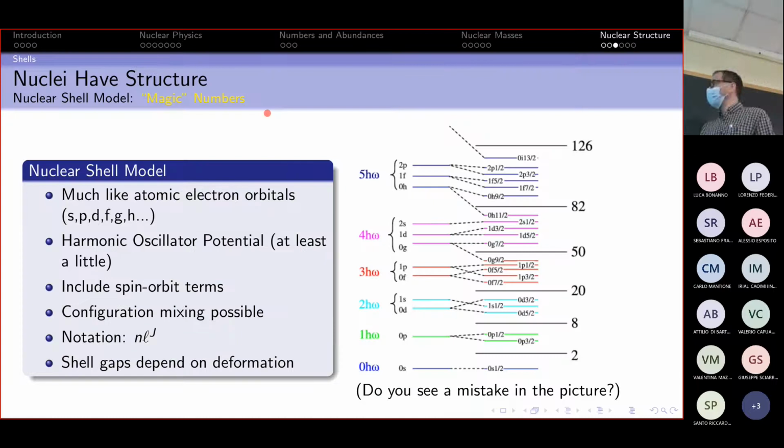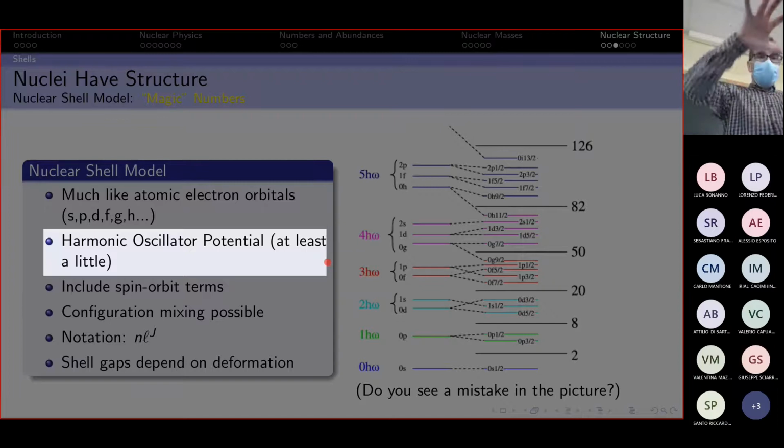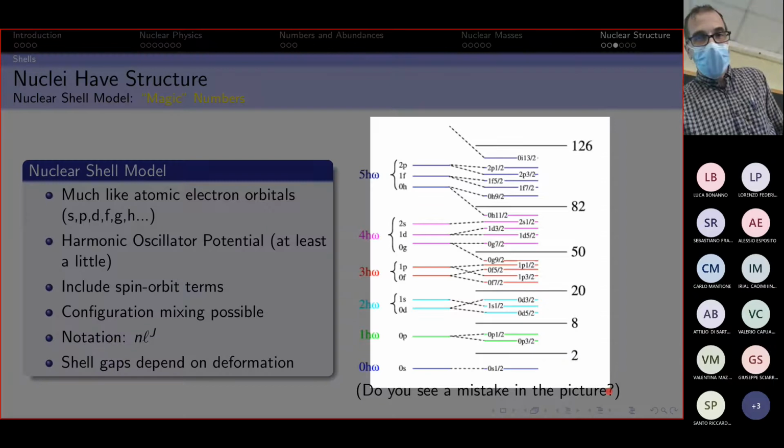We're not going to talk about it too much now, but you're going to see this when you take quantum mechanics. The harmonic oscillator, the wave functions. The first couple shells in a nucleus, the first couple energy levels, follow a harmonic oscillator potential. In fact, that's what this is on the right-hand side. These are levels of a harmonic oscillator.